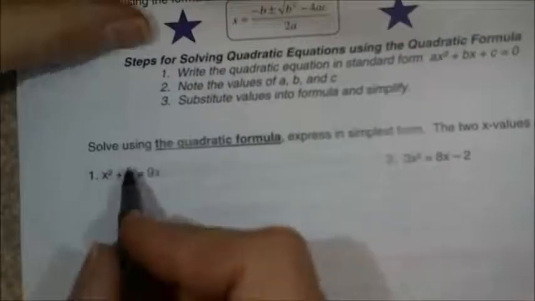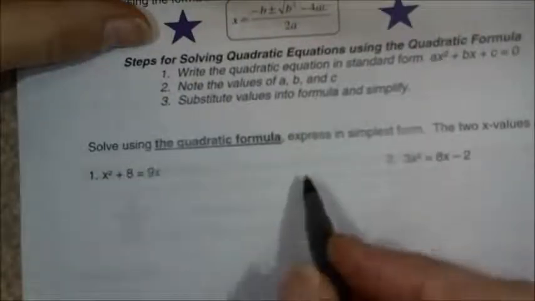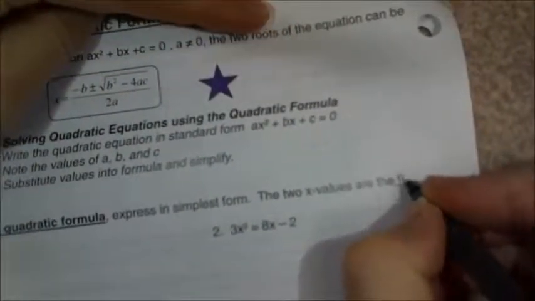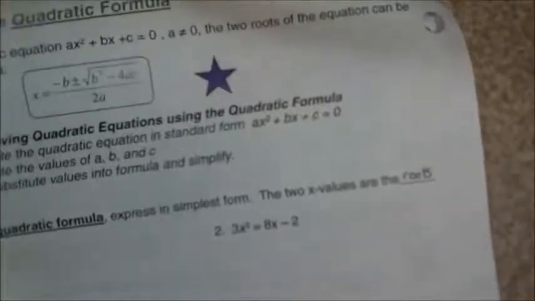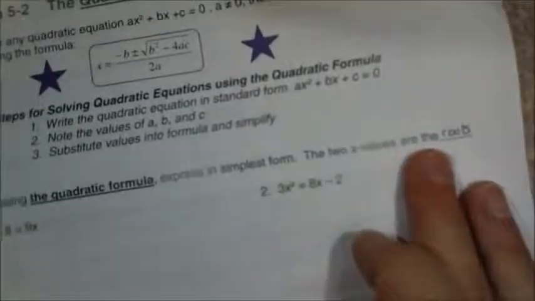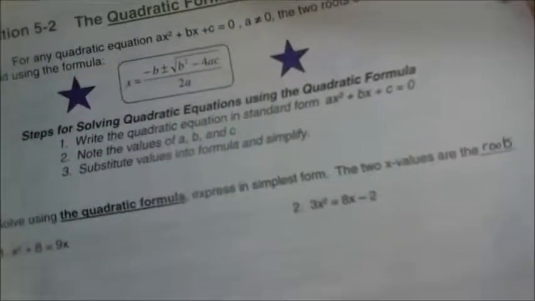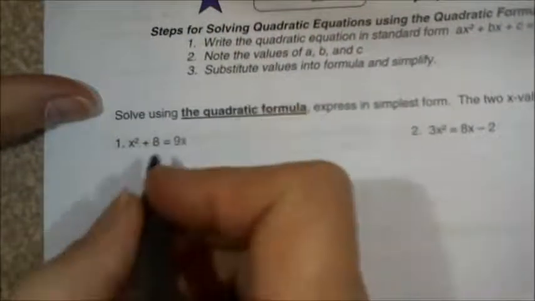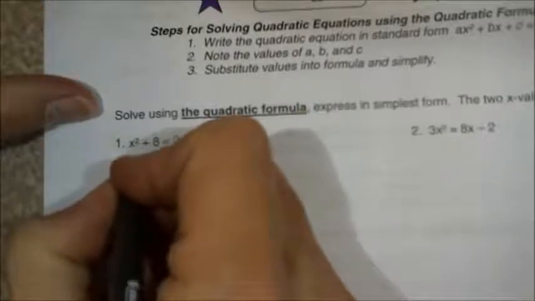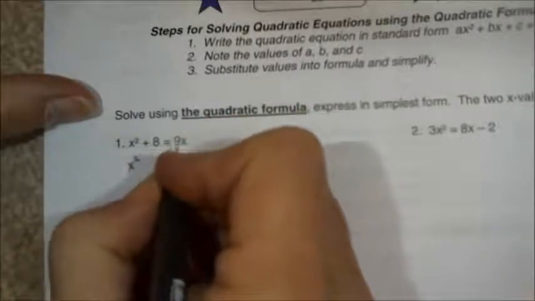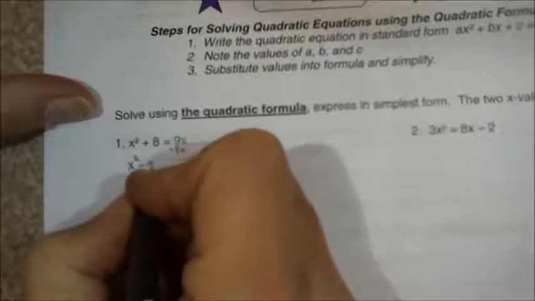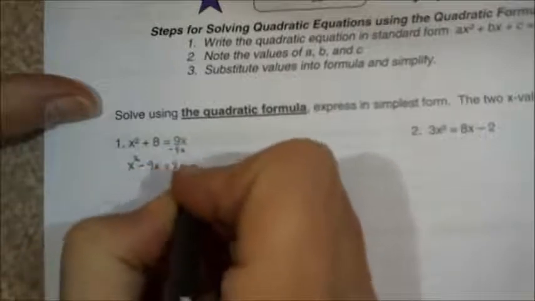So this first example, we're going to solve it using the quadratic formula and then simplify the answer. The two values are called the roots. Just like yesterday on the previous page, we talked about the two x values. The two solutions to quadratic equations are called the roots. Okay, this first one, the first thing we have to do is get it into standard form. So we write it as ax squared plus bx. Well, we have to subtract 9x from each side because we've got to get a 0 over here. So it's x squared minus 9x plus 8 equals 0.